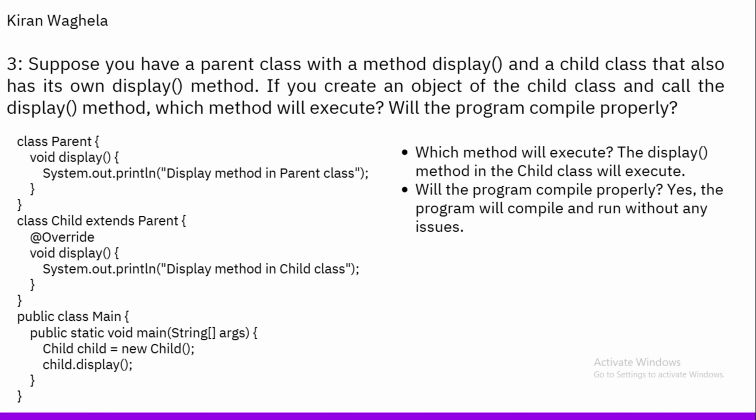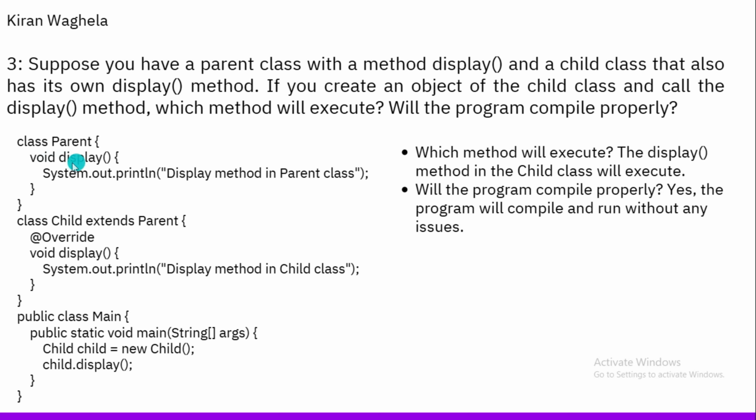This is a scenario-based question. Suppose you have a parent class with a display method and a child class that also has its own display method. If you create an object of the child class and call the display method, which method is going to be executed? And will the program compile properly or not?